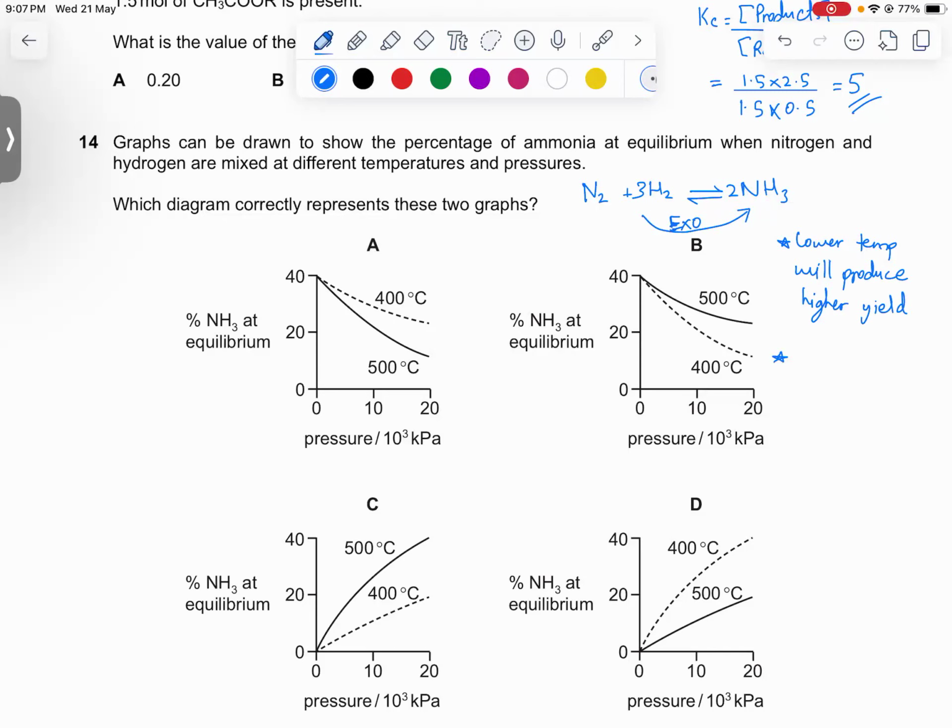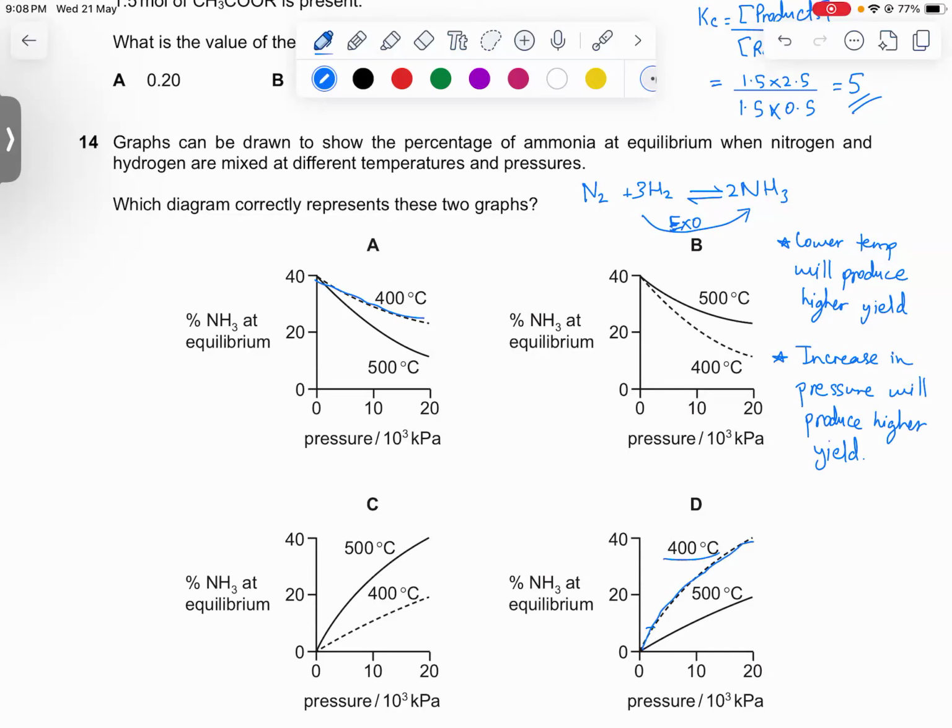And the other thing is pressure, because other than temperature, the other thing mentioned is pressure. We know that an increase in pressure is favored by the side with fewer moles of gas. You can see that there are fewer moles of gas on the product side. On the reactant side, there are 4 moles of gas. On the product side, there are 2 moles of gas. So we'll say that increase in pressure will produce higher yield.